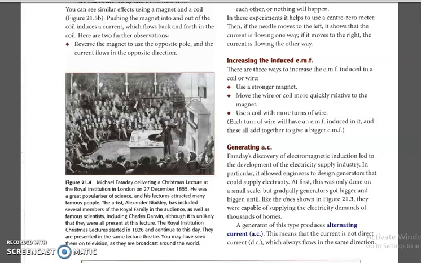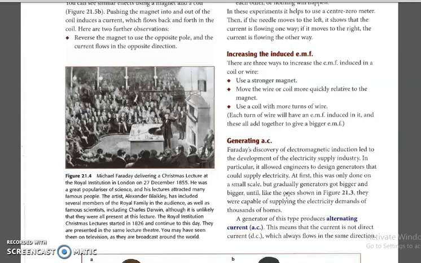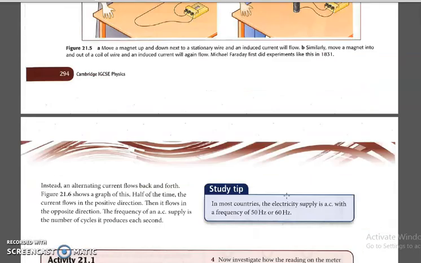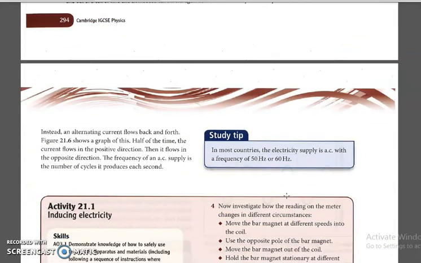This means the current will not be flowing in one direction. In direct current, the current only flows in one direction, always in the same direction. Instead, an alternating current flows back and forth, as the graph shows. Half of the time the current flows in the positive direction, then it flows in the opposite direction. We know what frequency is.